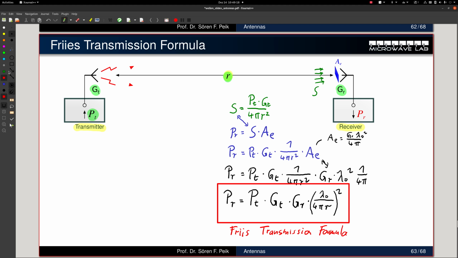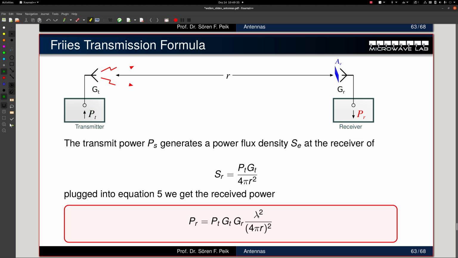Extremely powerful equation. Let's look again. Here I have my P transmit, gain transmit, gain receive, frequency, distance, and then I get everything. Here I just put it together and nicely written. You can see the formula again. It's worthwhile to memorize that formula.